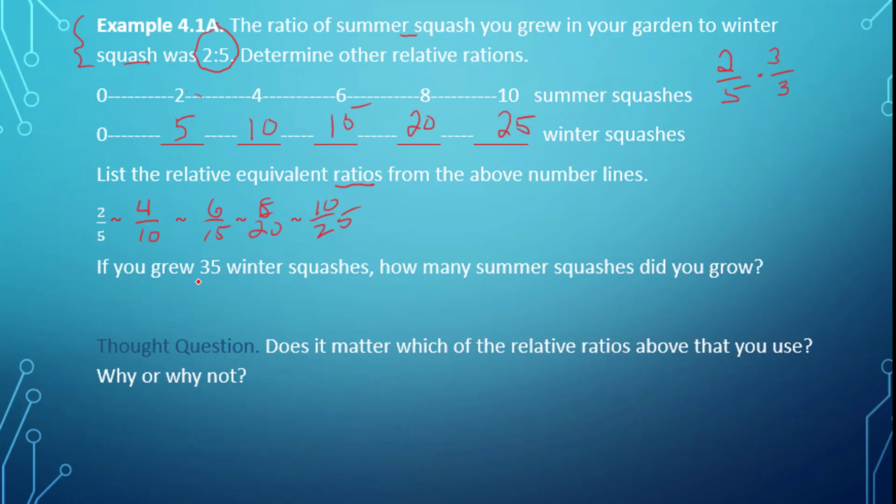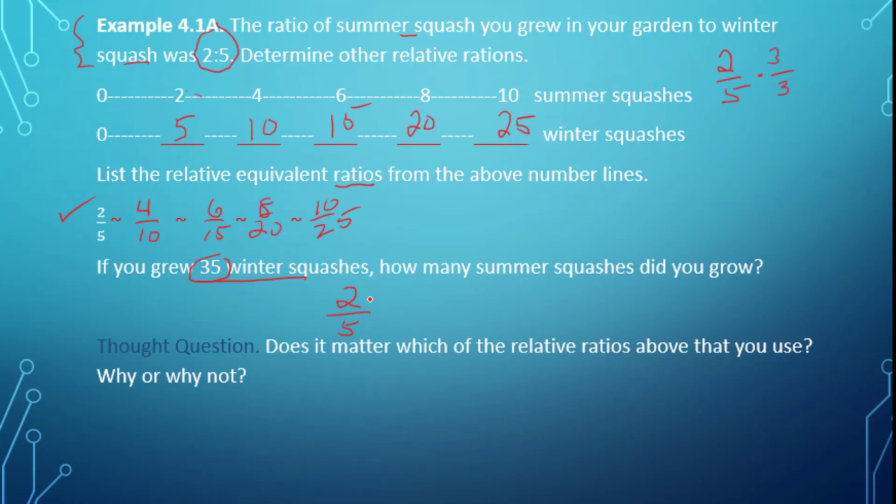So if you grew 35 winter squash, that was the absolute number that you grew, and you knew what the ratio was, how many summer squash did you grow? Well, the only thing you've got to be careful of when you set up these ratios is that you list the units so you know what you're doing.